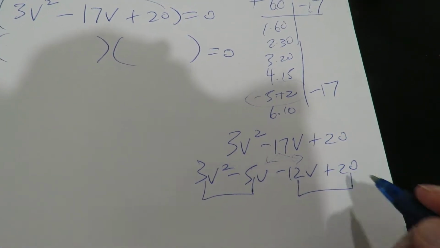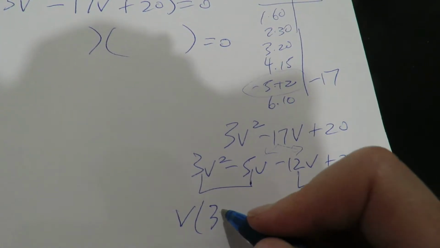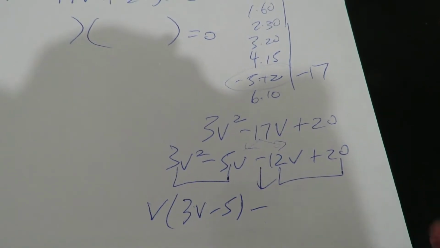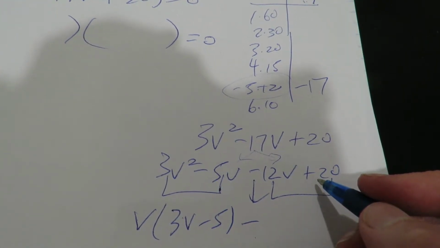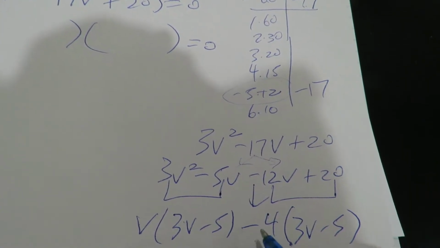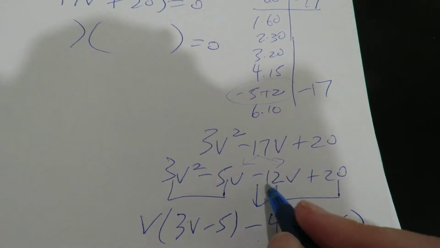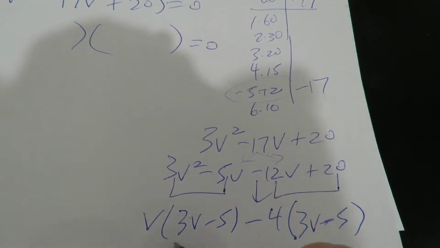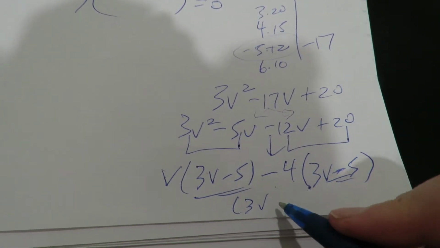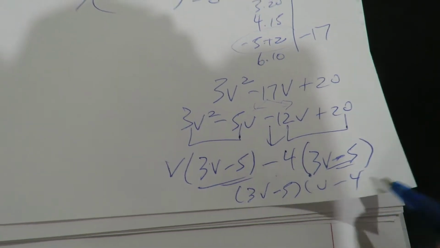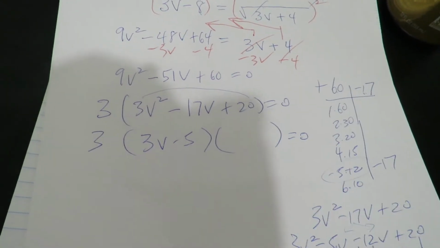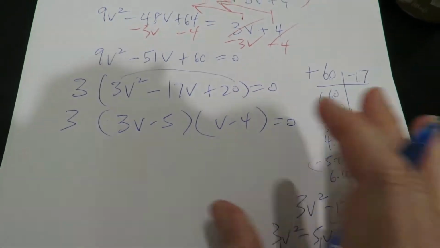Now I do the grouping. You always have to carry down the sign of the third term. What do we got here? This is going to end up being a 4. Remember, you're factoring out a negative from each of these, so these change sign. Okay. 3v minus 5, v minus 4.